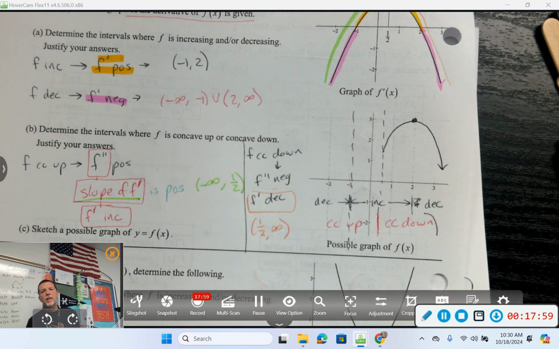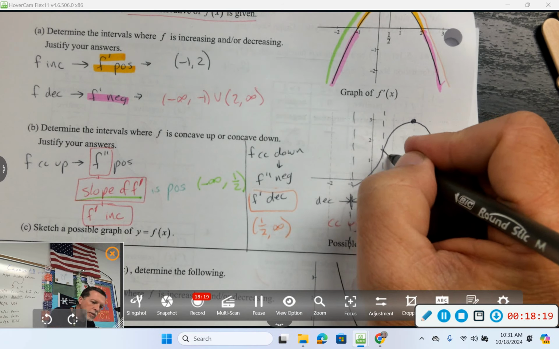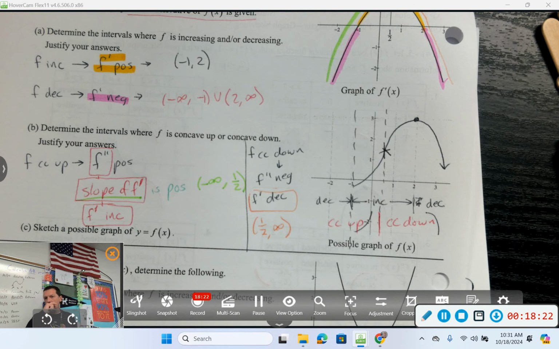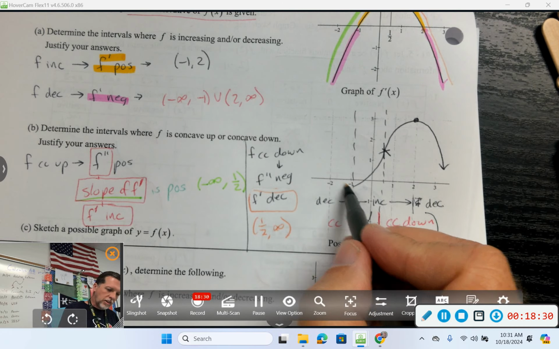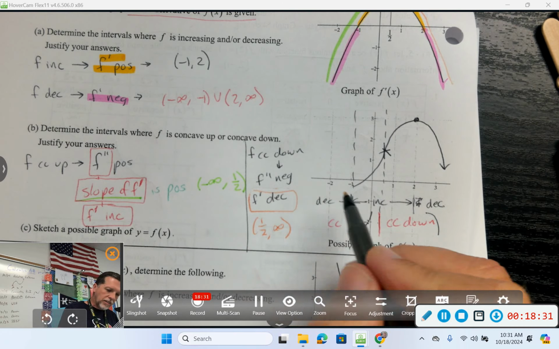From -1 to 1/2, I need to be increasing but concave up. Increasing but concave up. A lot of times people will use a little star asterisk type thing to indicate a point of inflection. So that's just sort of a note to yourself that that's where it changed concavity. And then on the far left over here, decreasing concave up. Decreasing concave up. Something like that. Man, that's a tricky problem.